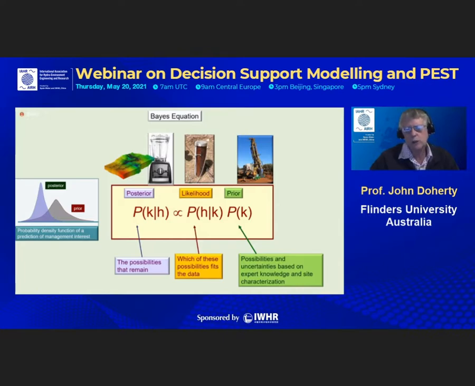Simulation and all the beauty of simulation and all the mathematical wizardry of simulation, all the partial differential equations that underpin simulation, in the end, they have to serve Bayes' equation and not the other way around. We don't build a great big complex model and then calibrate it and think that we're doing the right thing.